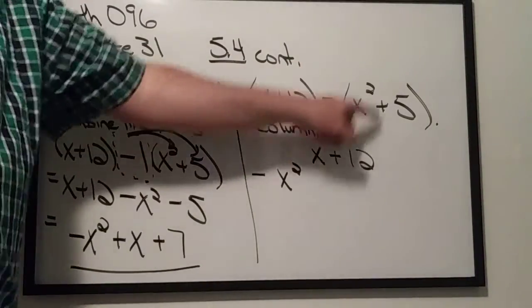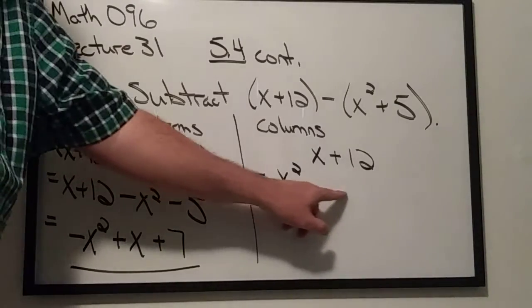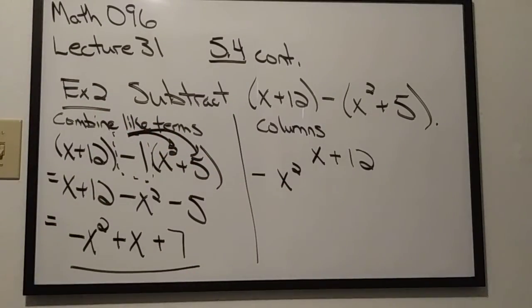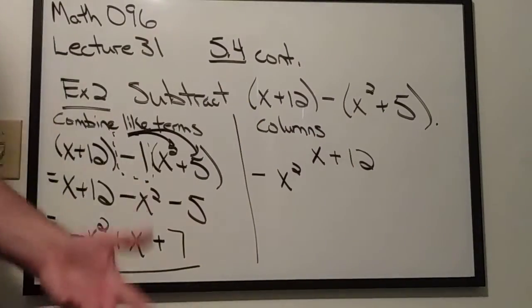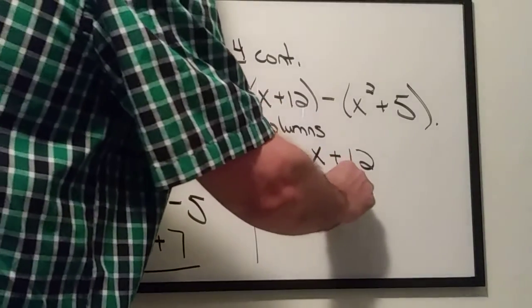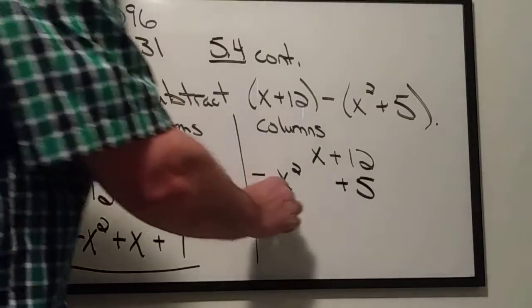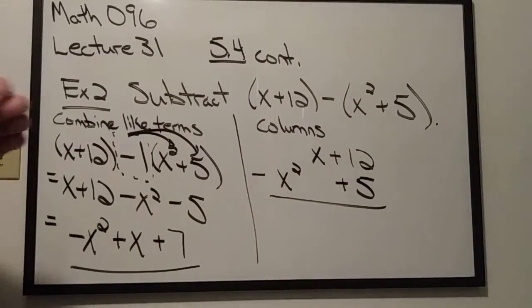And then I don't have an x to the first power in my second polynomial, so I'm just going to leave a little bit of a gap here to say that I don't have an x to the first, and then I have a 5. And again, I want to make sure that that 5 is lined up in the same column as the constant from my first polynomial, so I'm going to put it all the way over here to the right. So now I have a subtraction problem sitting here.